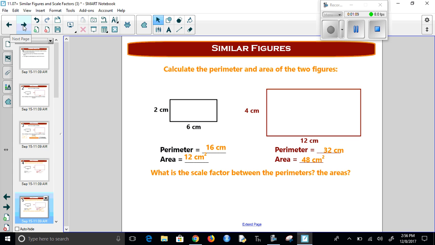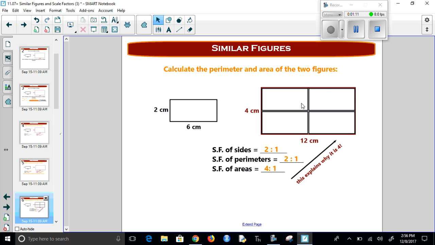So the scale factor for the area is multiplying by 4. And if you see this, if I put this in there, you can see how 4 things fit in here. So if the scale factor of the sides and perimeters is 2 to 1, the scale factor of areas is 4 to 1.